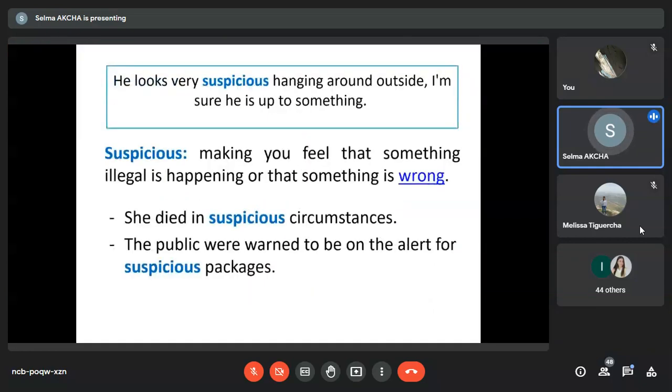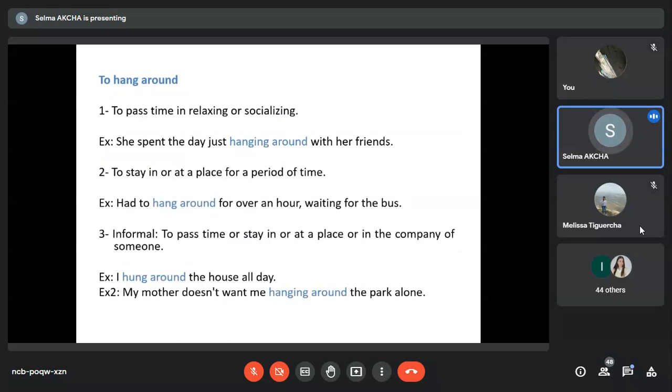Do you see in the example here? He looks very suspicious hanging around. What is the meaning of to hang around? To hang around is a verb that has several meanings. C'est un verbe qui a différents sens, but those meanings are actually similar to each other. C'est des choses qui sont similaires, qui se rapprochent les uns des autres.